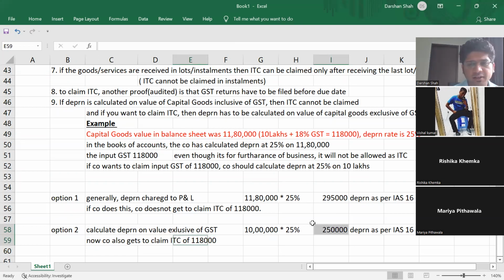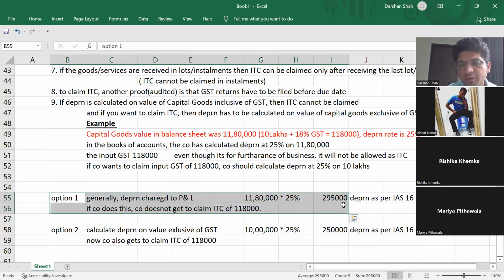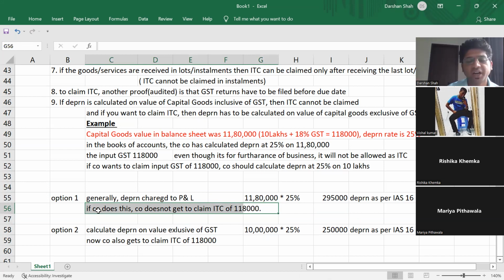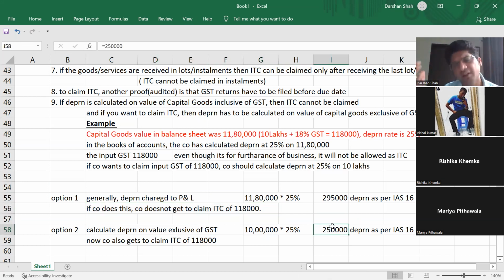Now this example is clear, guys? The depreciation example. So the option is with the manufacturer. You can claim depreciation of 2,95,000, but 1,18,000 cannot be deducted while paying tax to the government. Otherwise, claim a lower depreciation, and then you can get the entire 1,18,000 tax benefit while paying output GST.